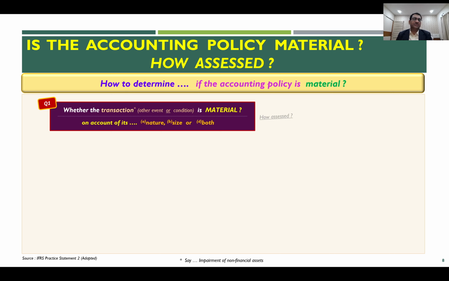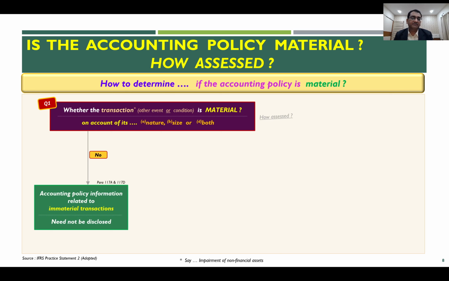Going back to the flowchart. The first question is whether the transaction is material. How do we do that? We saw the flowchart. Assume that the answer to this question is no. The transaction is not material. We have seen that if the transaction is not material, you are not required to disclose accounting policies related to such immaterial transactions. So if the answer to this question is no, paragraphs 117A and 117D tell you that accounting policy information related to such immaterial transactions is not required to be disclosed.